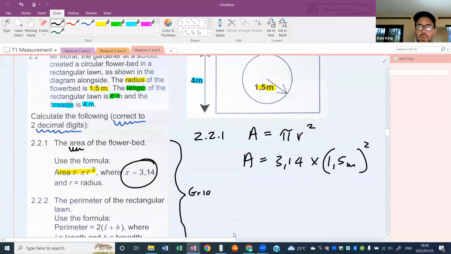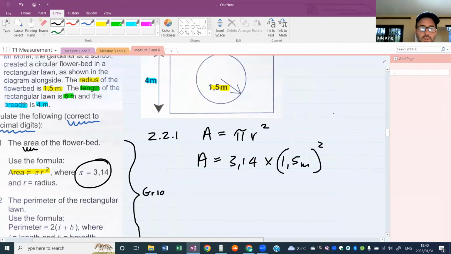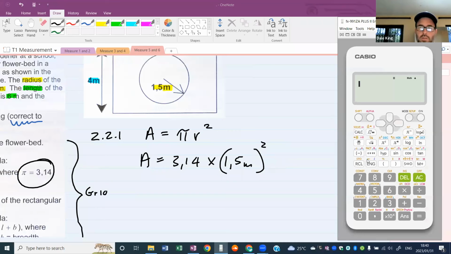Now here's the calculator's work. It's the calculator's job to do this stuff. So 3,14 times... Now look at my calculator. 1,5 squared. There's no M there. It's just the number being squared. So remember to square the number. And we press equals.